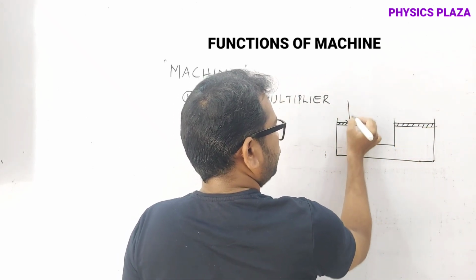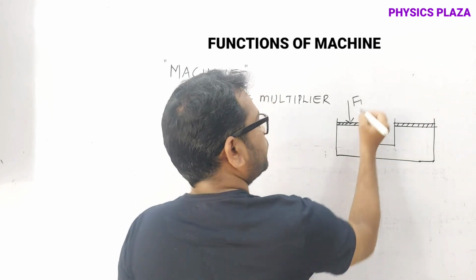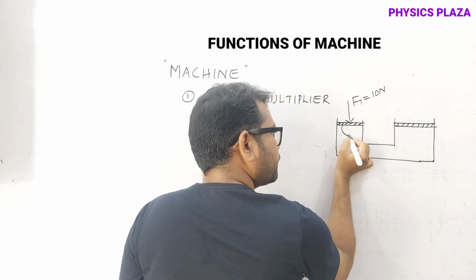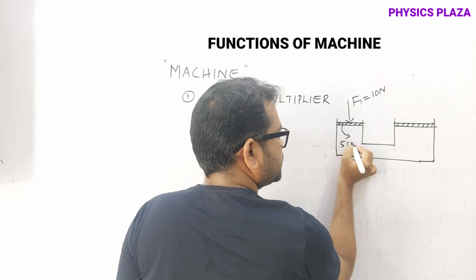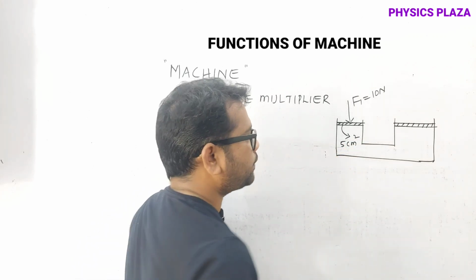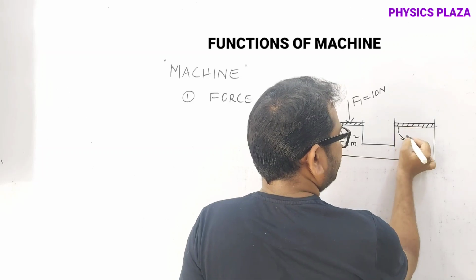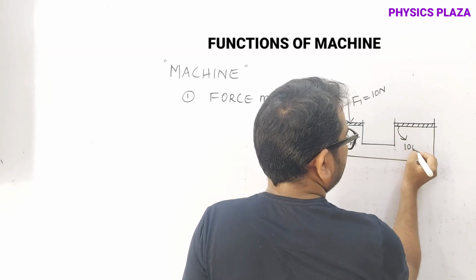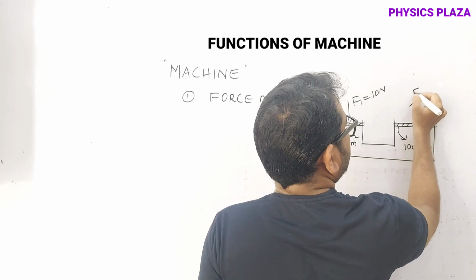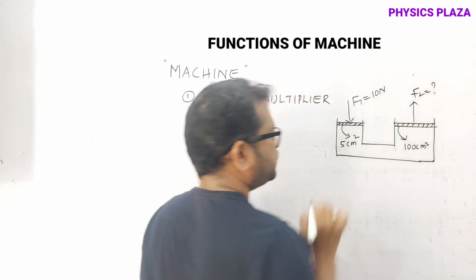Here, let us say force F1. Suppose 10 Newton force is applied on an area of cross section of, let us say, 5 centimeter square. It is just an example I am telling you. And let us say here the area of cross section is 100 centimeter square. Now, what is the force exerted on the larger piston?